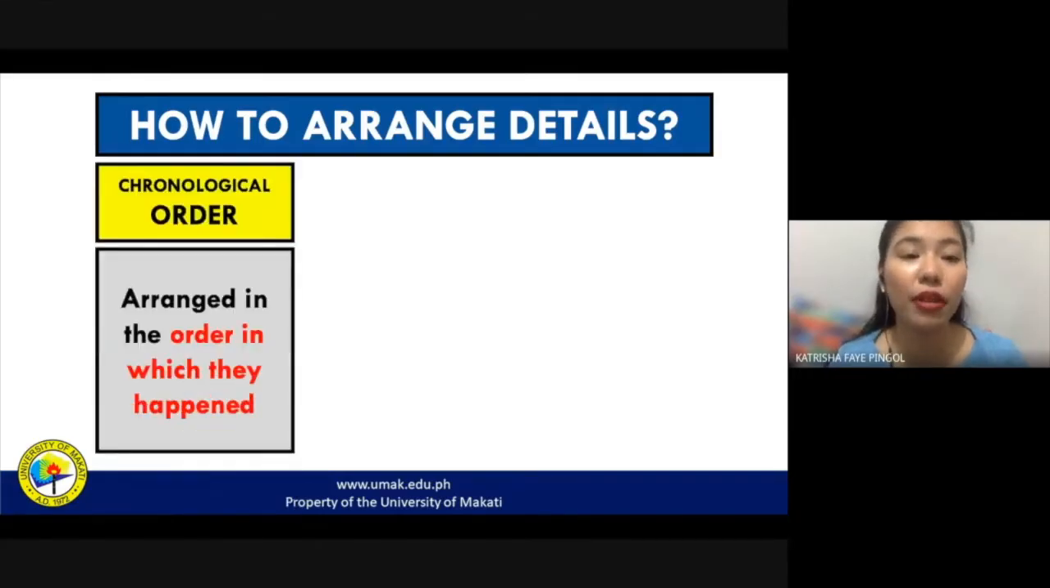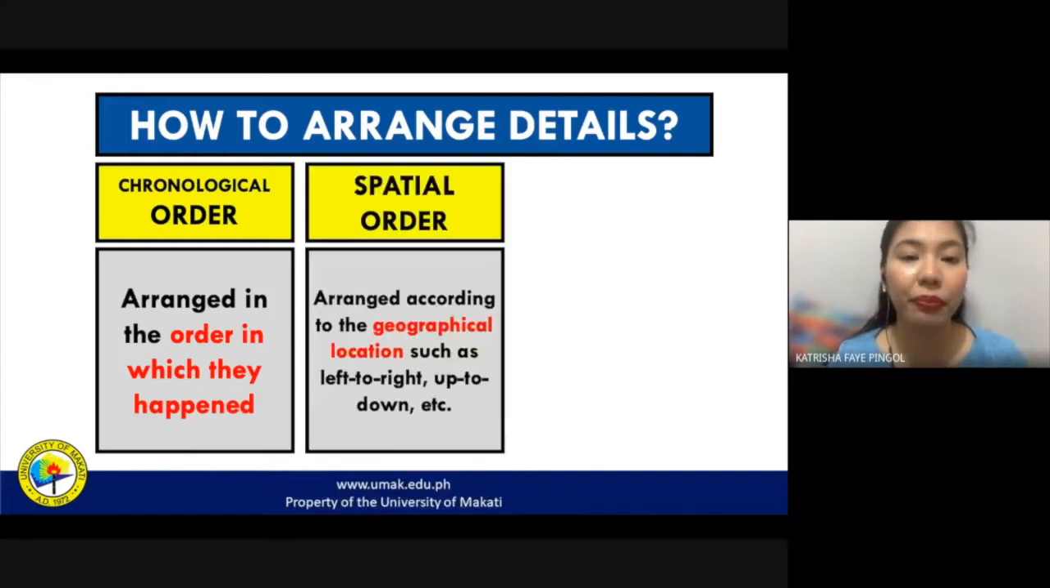Take, for example, the chronological order. When we say chronological order, again, it simply refers to the time element. How are the details arranged in terms of time? So basically, they should be arranged in the order in which they happened when you are following the chronological order. Okay? The next one is spatial order.